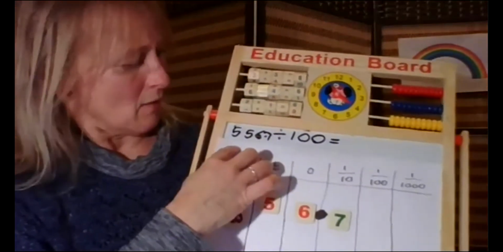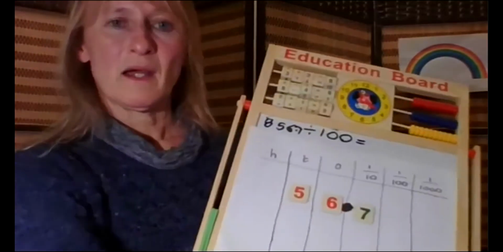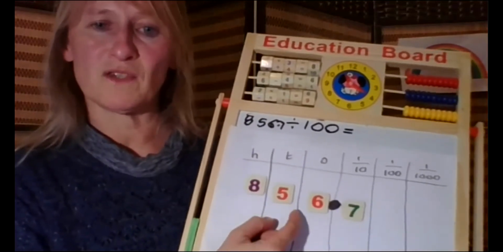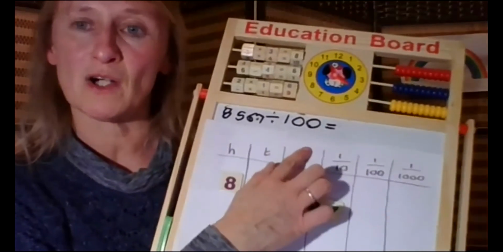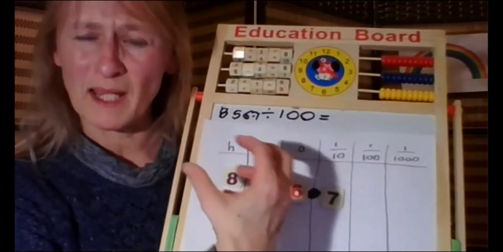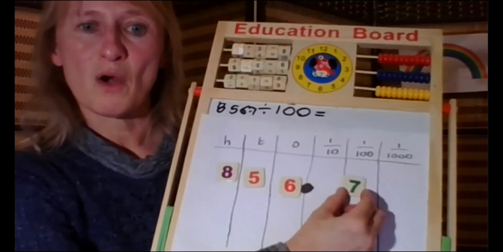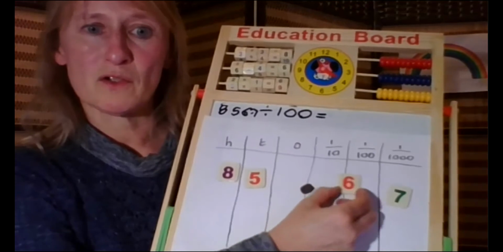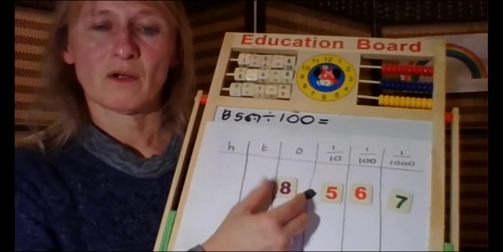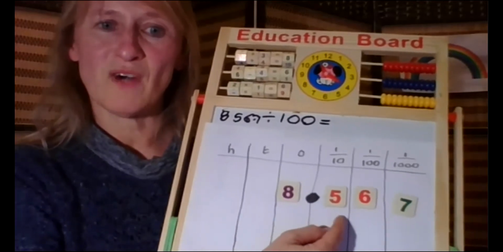So 856.7, and I'm going to divide it by 100. That is not hard. If you have made, and you must make, some digit cards and make yourself a place value chart, all you do is 1, 2, 1, 2, 1, 2, 1, 2. How easy is that? You can't get easier than that. You've made 8.567.